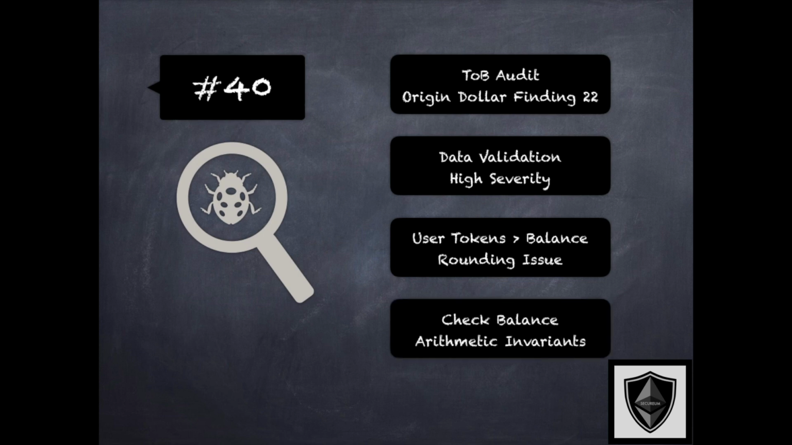The recommendation was in the short term to make sure the balance is correctly checked before performing all the arithmetic operations, and in the long term to use the Trail of Bits tool Echidna to write properties on arithmetic invariants that ensure ERC20 transfers are transferring the expected amount.